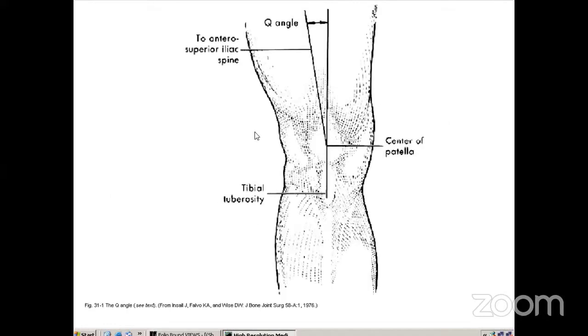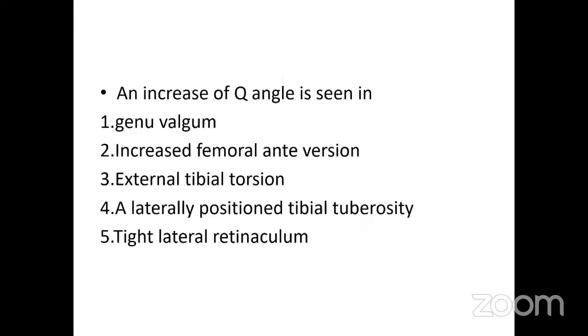So here you can see this is the Q angle. You draw a line from the anterior superior iliac spine to the center of patella, and from the center of patella to the tibial tuberosity. And you then join another line from the center of patella to the vertical and you take the smaller angle. Normally it's around 8 to 10 degrees in males and 15 degrees in females.